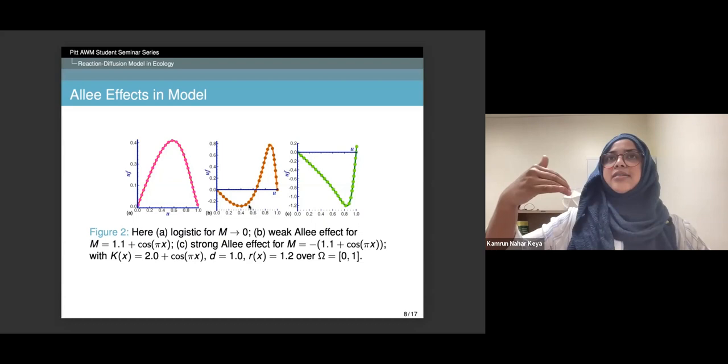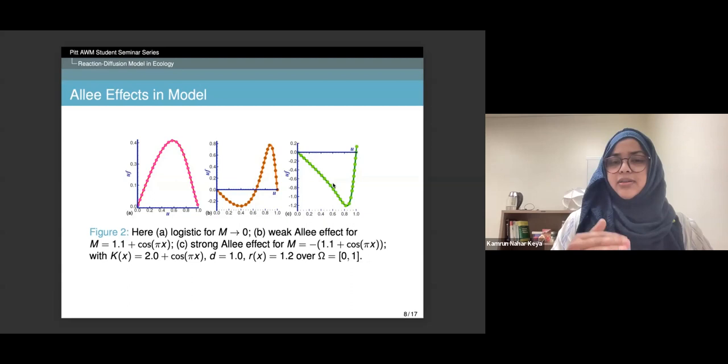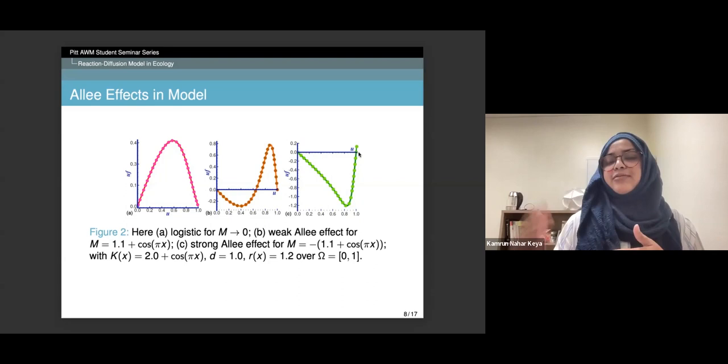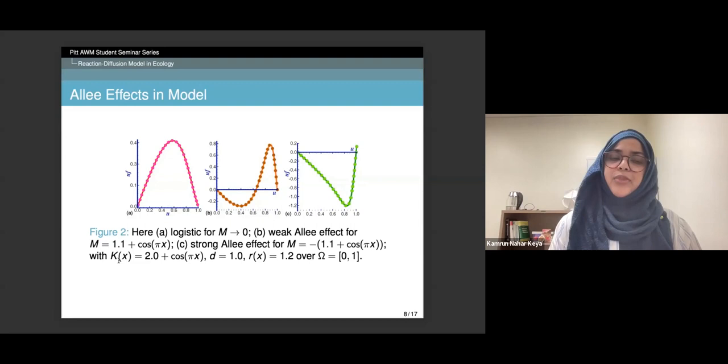And for the third case, when we choose the sparse function exactly negative, I choose the domain from 0 to 1 for all cases. And it happens that it never goes to positive values on that domain from 0 to 1. And for this, we choose the carrying capacity as 2.2 plus cosine pi x. This cosine pi x comes from the model.